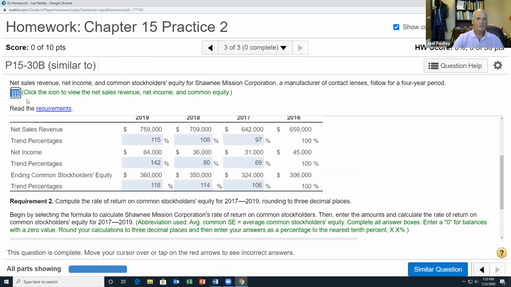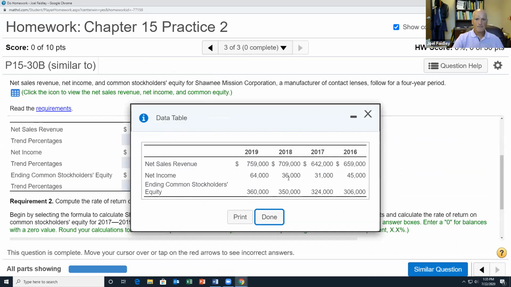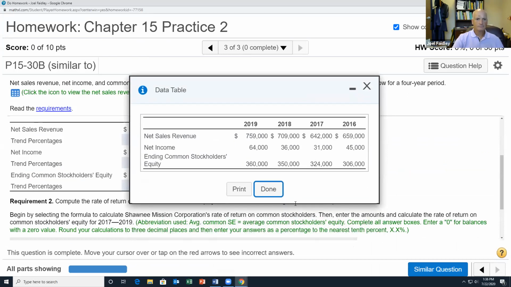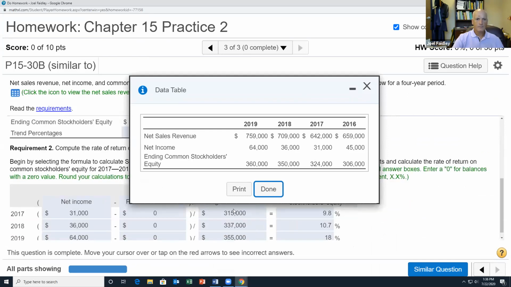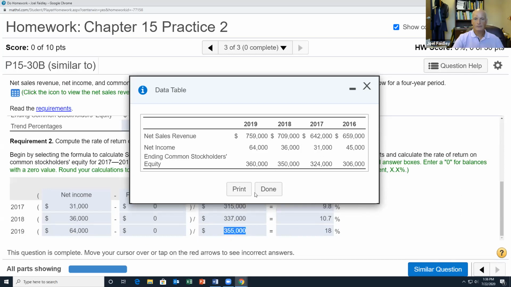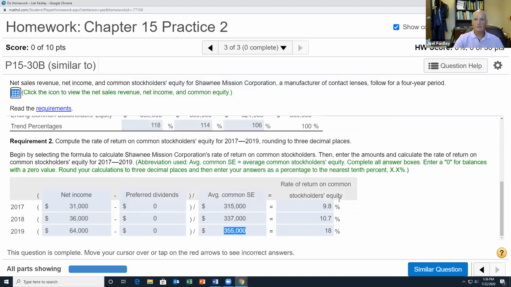Oh, I see now. Good grief. Long day. So what you got to do for 2017 is I've got 324 and 306. So what's the average of 324 and 306? 315. What's the average of 324 and 350? 337. What's the average of 360 and 350? 355. So that's where you get your averages. Not sure what I was thinking. And that gives you your percentages.